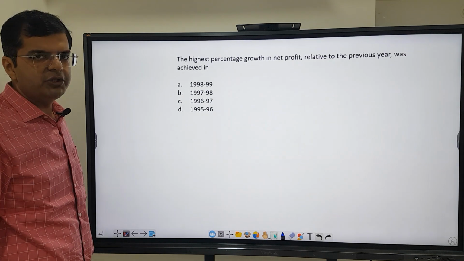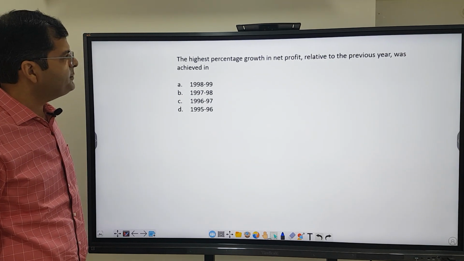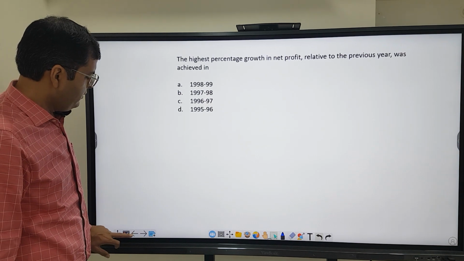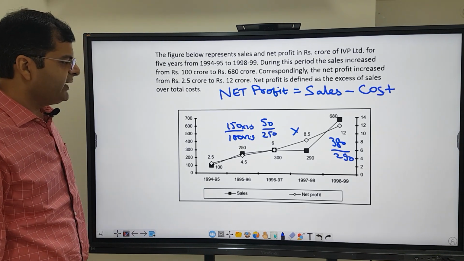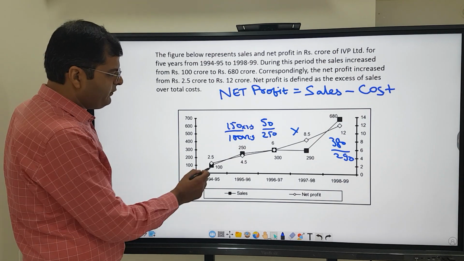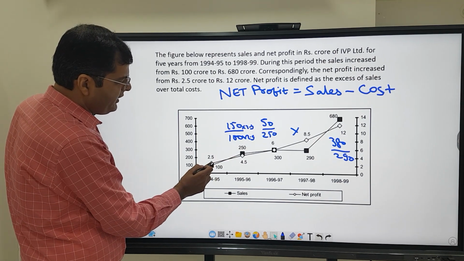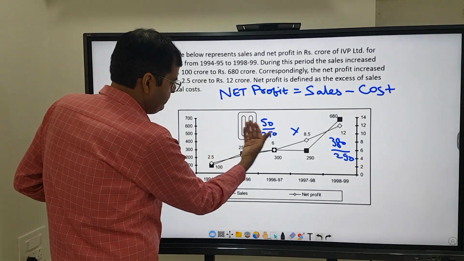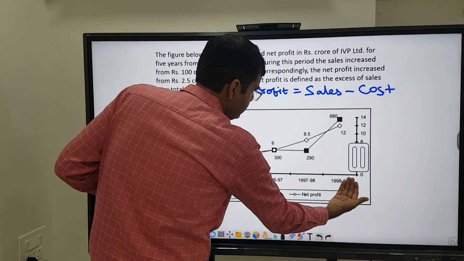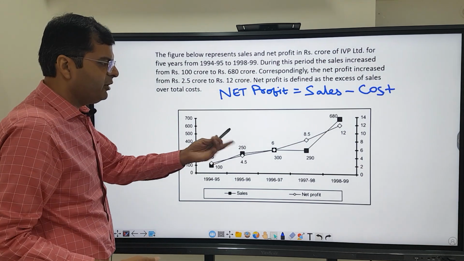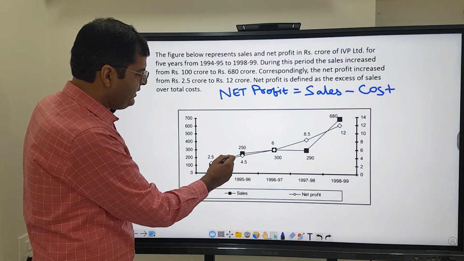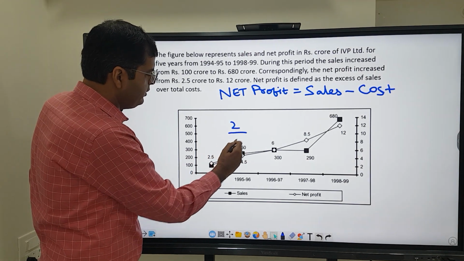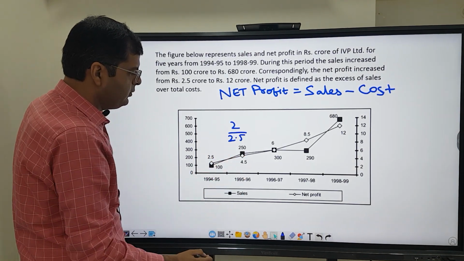Now we'll look at the second question of the set. It says the highest percentage growth in net profit relative to previous year. So it is like the same, now we are just looking at net profit. Let me rub off the sales one first of all. Now we'll write the net profit percentage change. Over here, the net profit went from 2.5 to 4.5. So the growth is 2 and the base is 2.5. So 2 divided by 2.5.